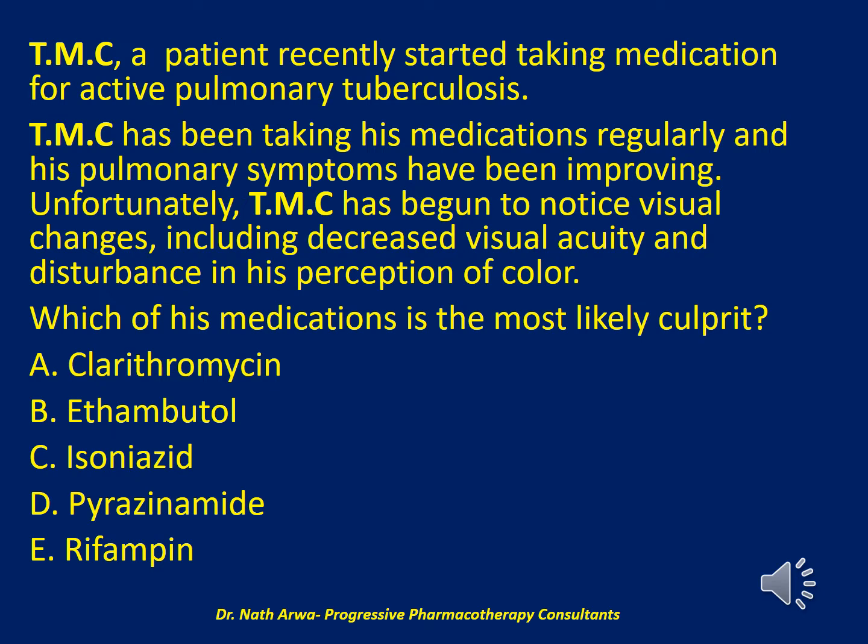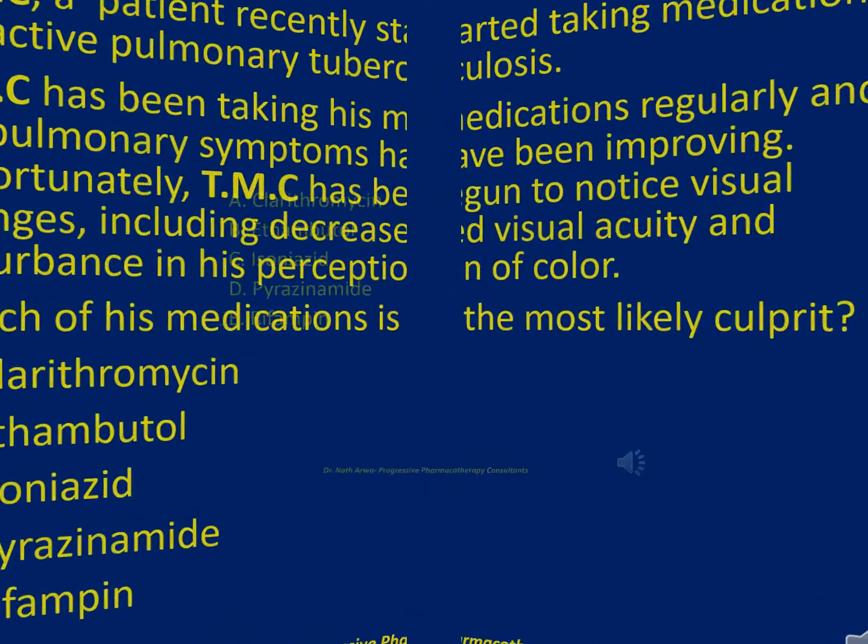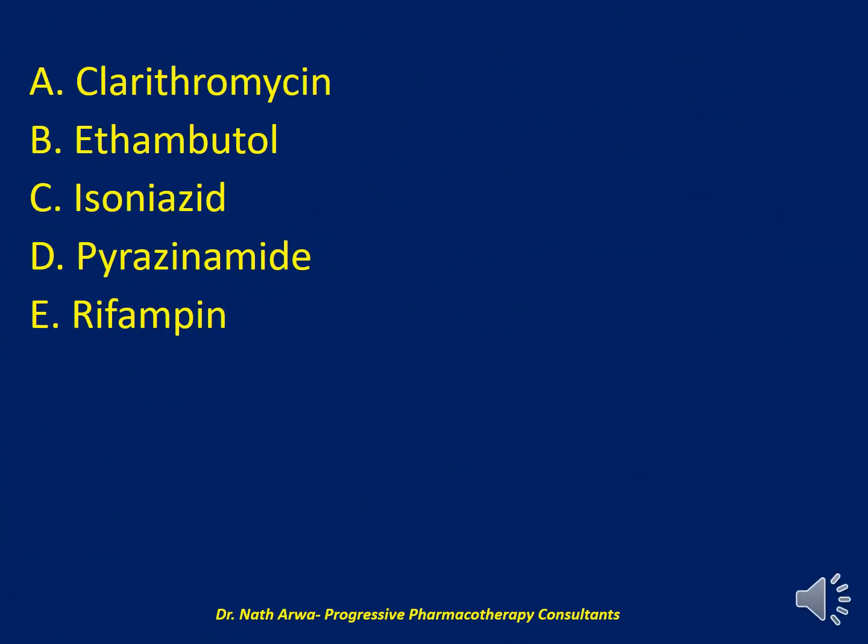Is it A, clarithromycin, or B, ethambutol, or C, isoniazid, or D, pyrazinamide, or is it E, rifampin? I will give you 10 seconds to choose the correct answer to this question from the listed options. And the correct answer is B, ethambutol.